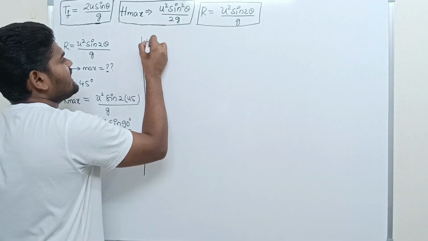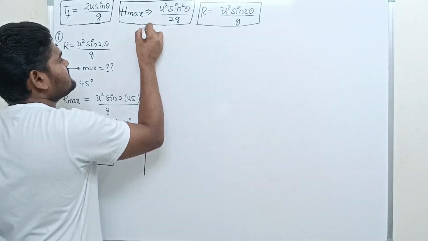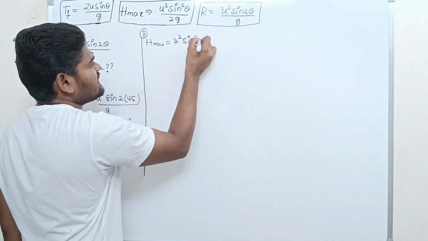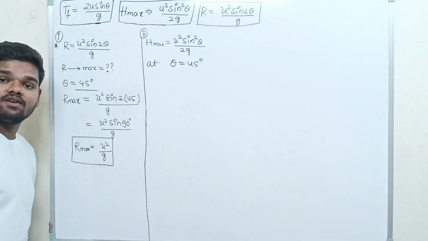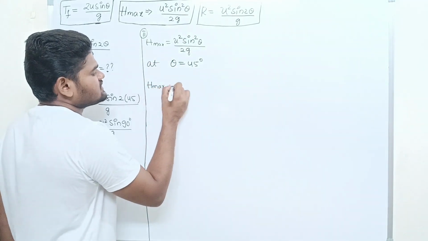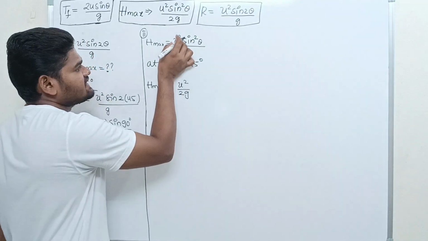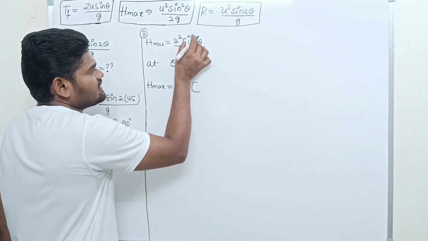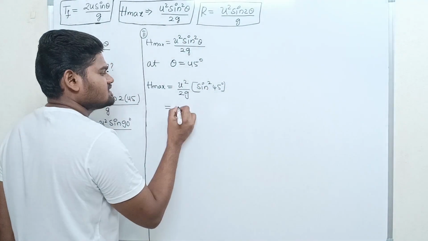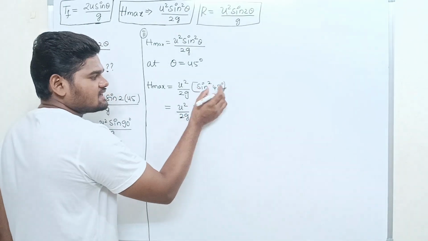So have a look. Here we have height maximum. Let us say this is the first one and this is the second one. So h maximum is equal to u square sine square theta by 2g, at theta equal to 45 degrees. What happened? Have a look. So h maximum is equal to u square by 2g, and I separated this term u square by 2g into sine square theta, where theta is 45 degrees. So that is equal to u square by 2g into sine square 45.